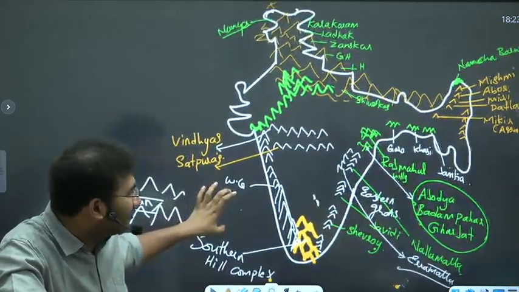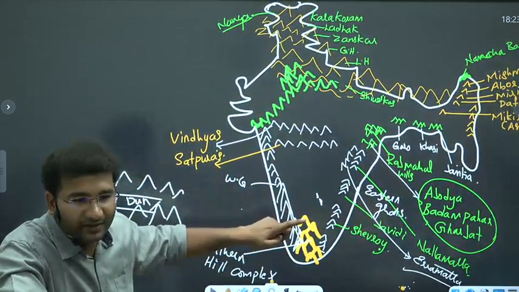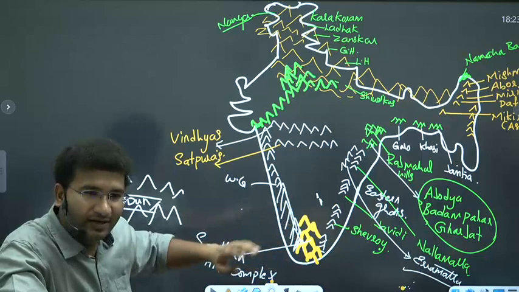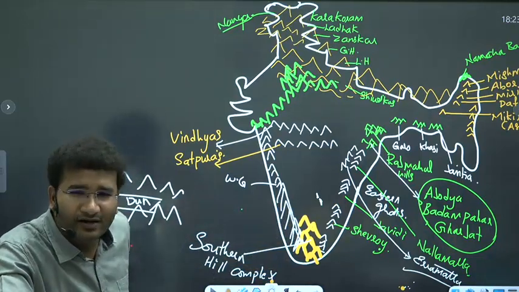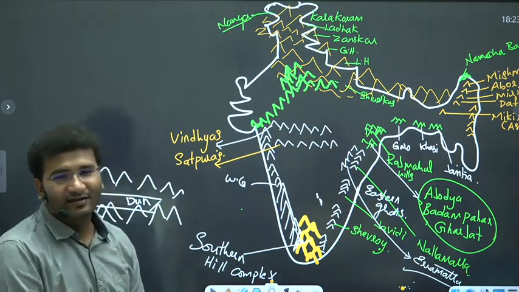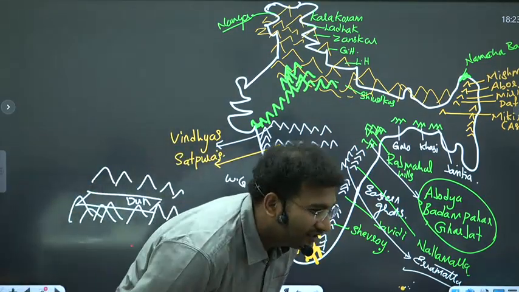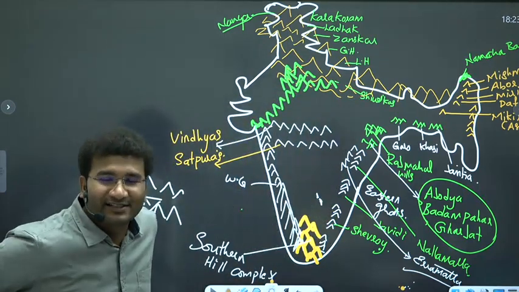Now come to the Southern Hill Complex, that is Nilgiri, Annamalai, Cardamom and spices. World's best spices are grown in these four mountain ranges. You know, Vasco da Gama came to India and what did he take back? Spices. What spices?